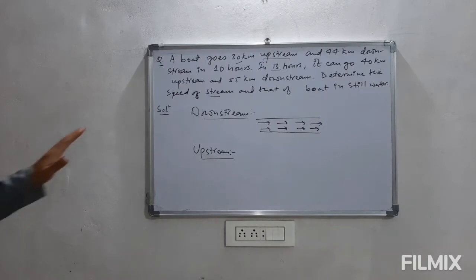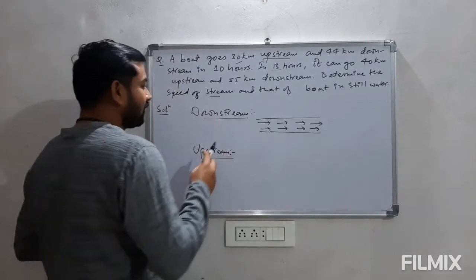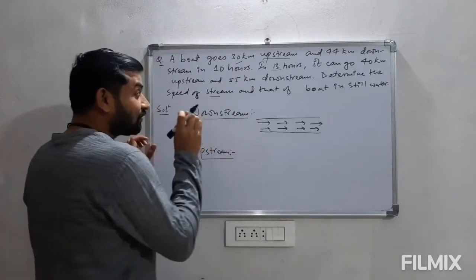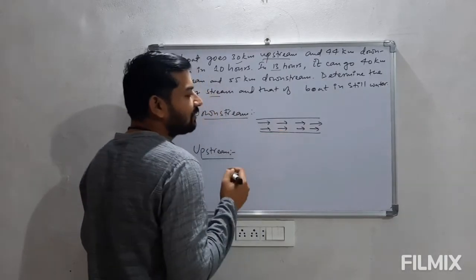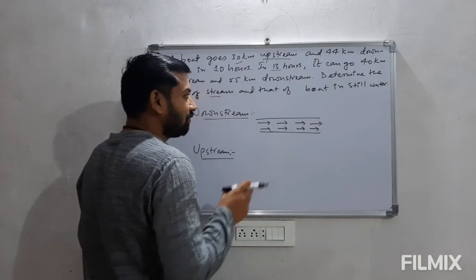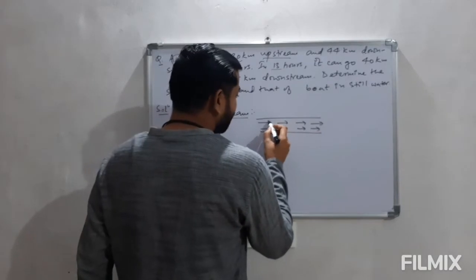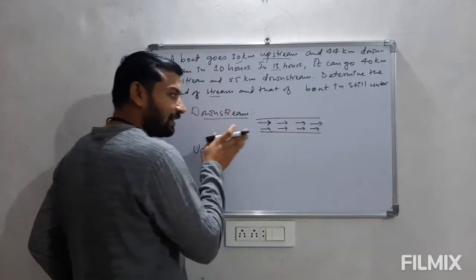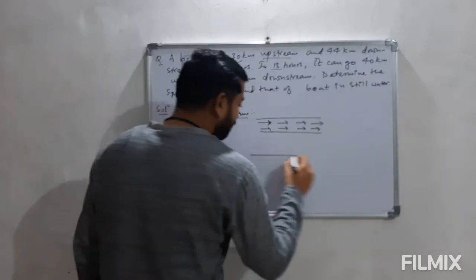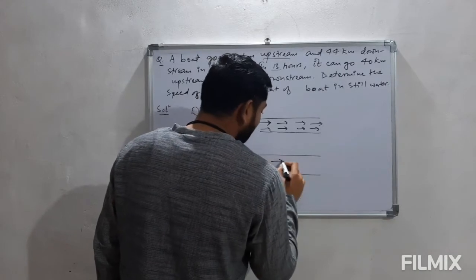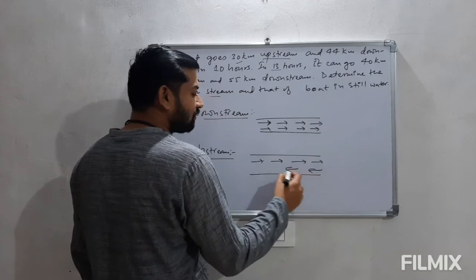So let me start this question with my discussion to explain downstream and upstream. Downstream means the direction of the water and the boat is the same, the boat will be moving in the same direction as the stream is moving. Stream means the speed of water. In upstream it is against. Up means against. Upstream means the boat moves in the opposite direction to the stream.